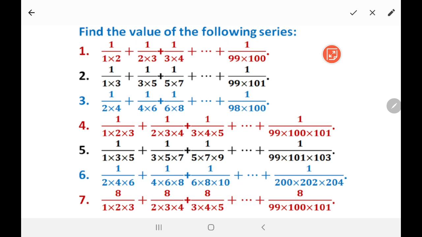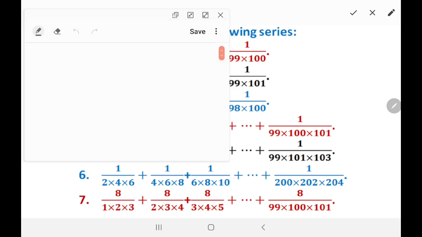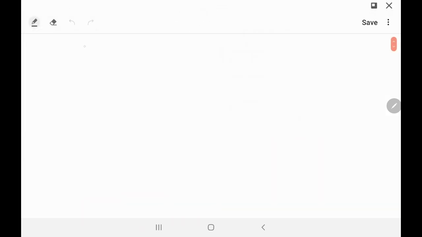Hello everyone. Today we're going to study how to solve this problem. Find the value of the following series. So our first series is 1 over 1 times 2 plus 1 over 2 times 3 plus 1 over 3 times 4 up to 1 over 99 times 100. So our denominators are 1 times 2 and then 2 times 3 and then 3 times 4 and then 99 times 100.